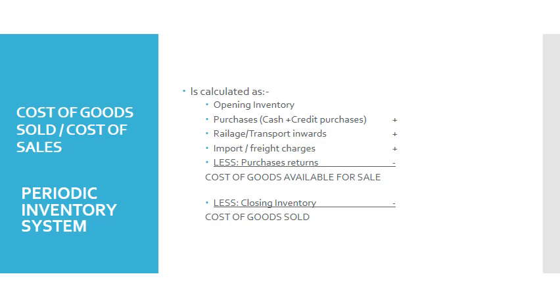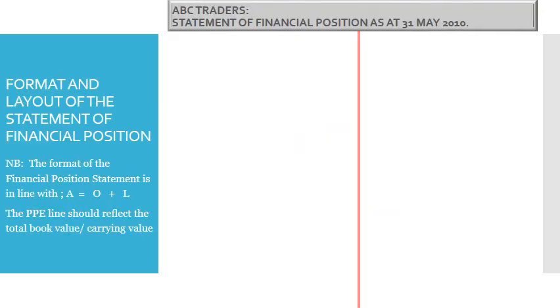Now we are introducing the cost of goods available for sale, then the cost of goods sold. Please note the difference and how these items are calculated in accounting. The next set of the financial statements is the statement of financial position, drawn by extracting information from the real account section of the trial balance.